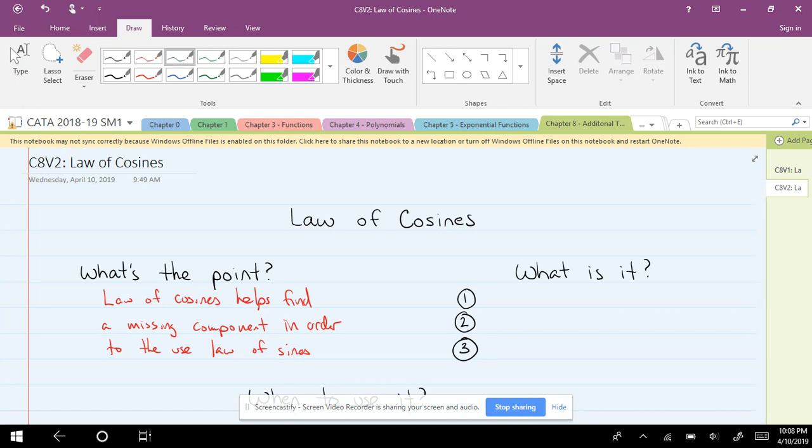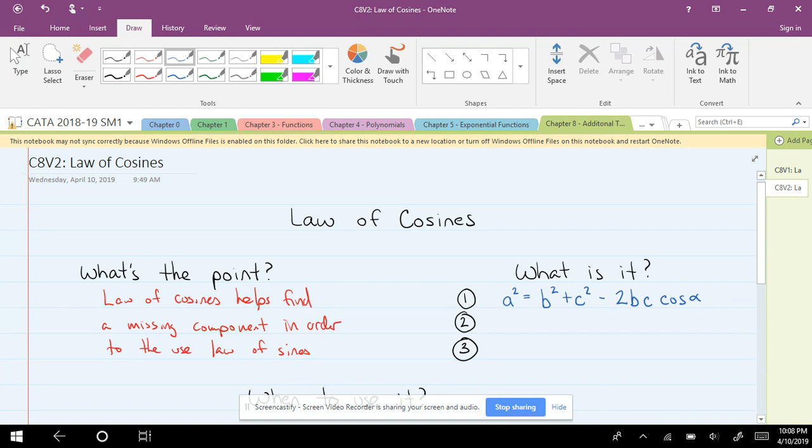And so here are the three formulas for law of cosines. Realistically, you only need to know one of them because the other two are just variations of the first one. So the law of cosines says this: a squared equals b squared plus c squared minus 2bc cosine alpha.